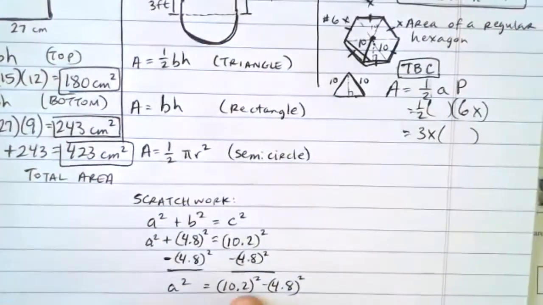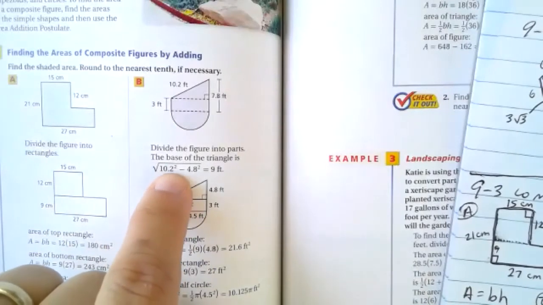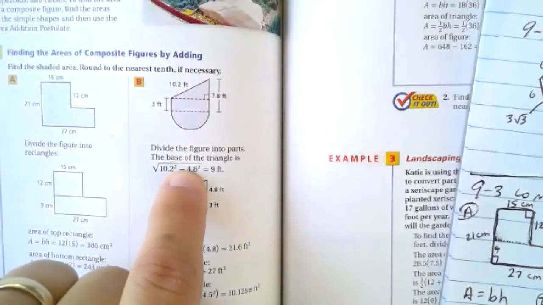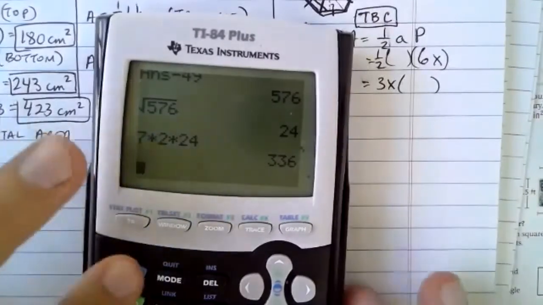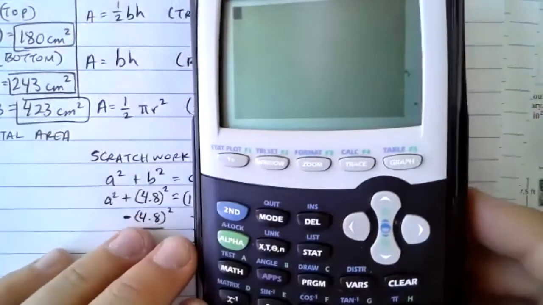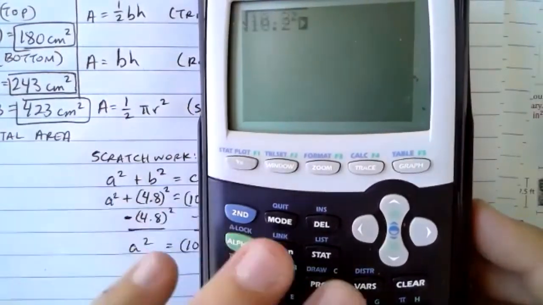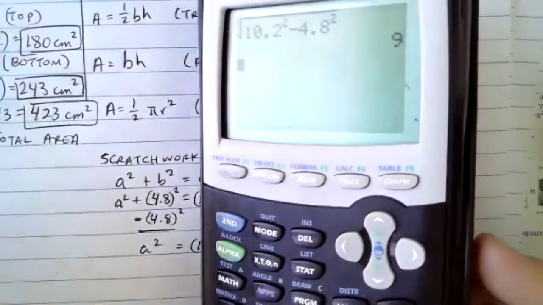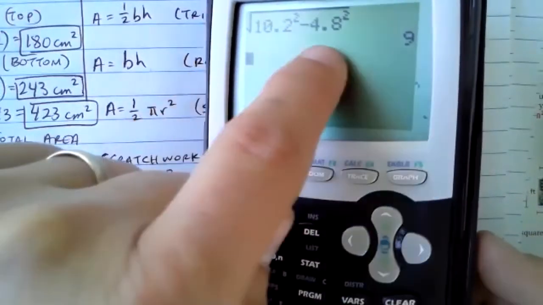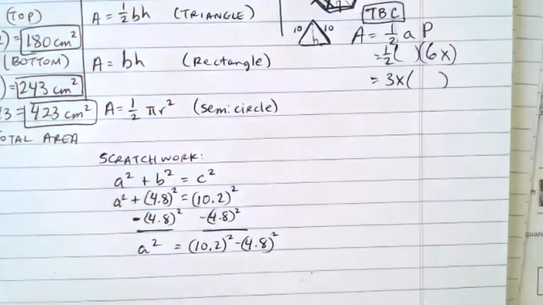And so now at this point, let's look at what the book says here. They're showing that the square root of 10.2 squared minus 4.8 squared is 9 feet. I'm going to prove that to you with a calculator. So let's go back over here and look at this. I'm going to type in the square root of 10.2 squared minus 4.8 squared equals 9. See that? I don't know if you can see that clearly on the screen, but that radical bar goes all the way across like that. Make sure that happens. That happens every time.